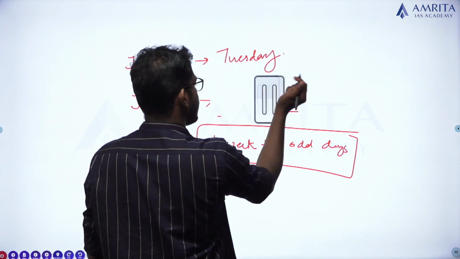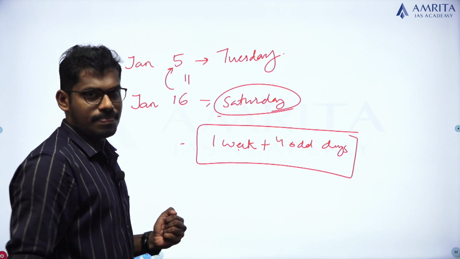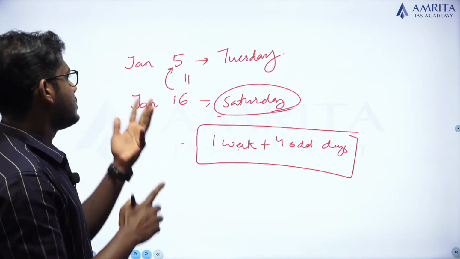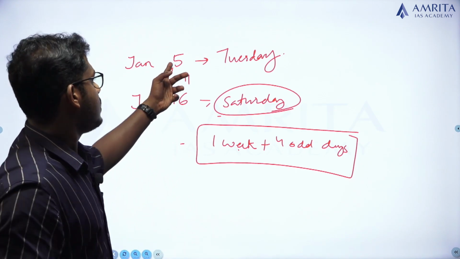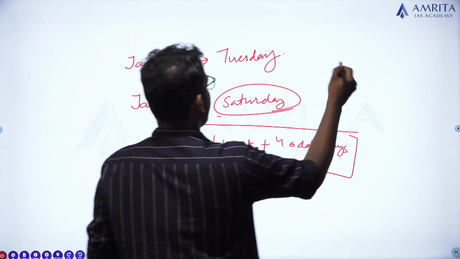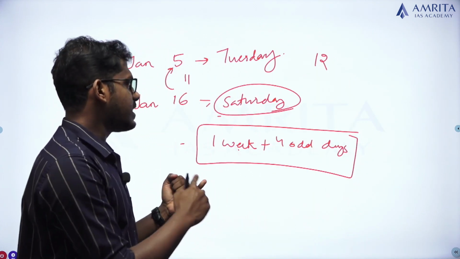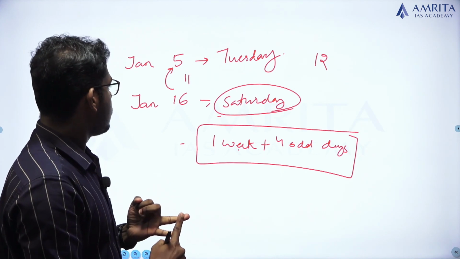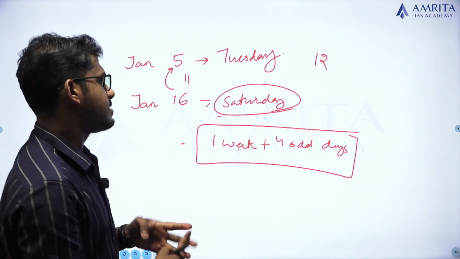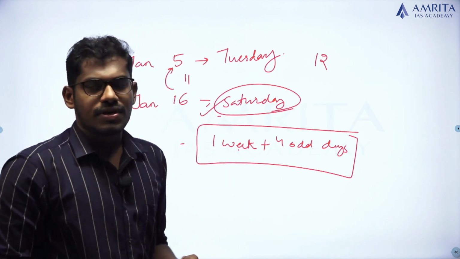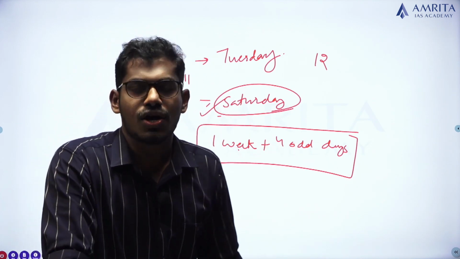Friday, Saturday. It's not Sunday, it's actually Saturday. Okay, let's check whether it is correct or not. Jan 5 is Tuesday, then 6 is Wednesday. If Jan 5 is Tuesday, then we can find Jan 12 is Tuesday. Jan 12 is Tuesday, 13 is Wednesday, 14 is Thursday, 15 is Friday, 16 is Saturday. Yes, it's correct. Without counting the days, we got the answer by using the idea of odd days.